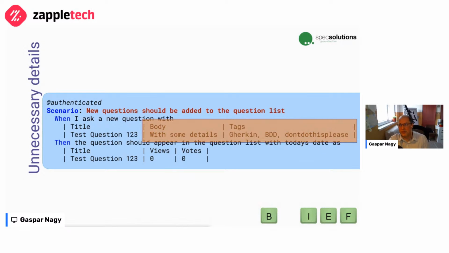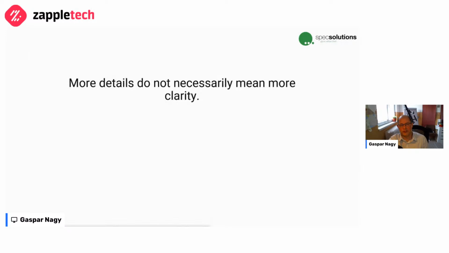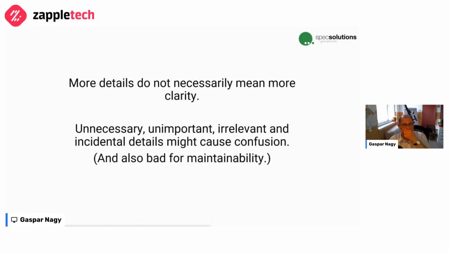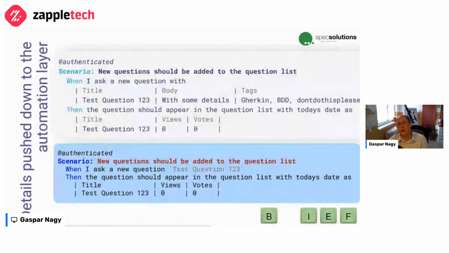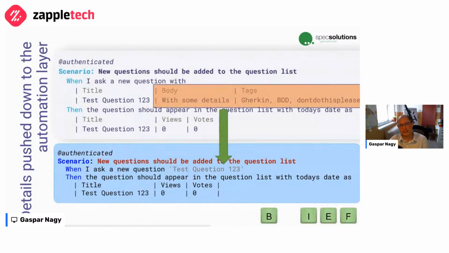Again, this might be a little bit contradicting if you are coming from the testing space, because generally we think that more details mean more clarity, but it's rather the opposite. Unnecessary and irrelevant details usually cause more confusion, because people will ask, okay, why was it important that it has that particular tag? Is it only working if I had a Gherkin tag on there, or does it work anyway? Yeah, fixing that is easy.